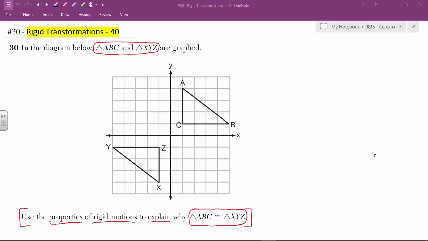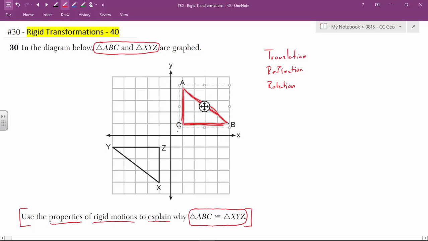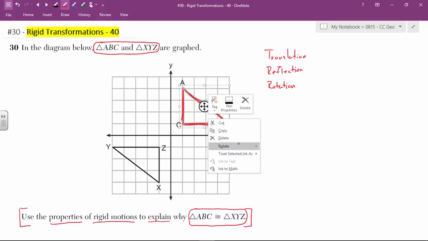So the rigid motions are translation, which is the slide, reflection, which is the flip, and rotation, which is the spin, all of which preserve size, which makes them rigid. So you want to keep it simple. You just want to say, how can I get this triangle to map onto the other triangle in the most simple way? So I think the simplest way that I see is to do a rotation of about 180 degrees.